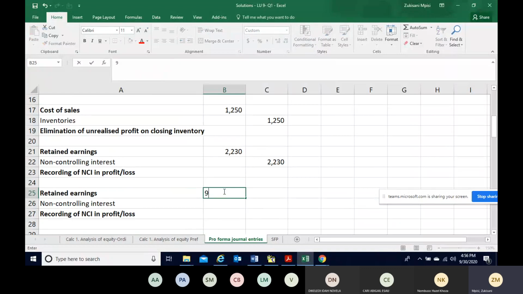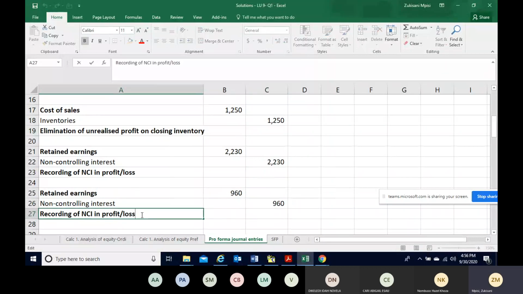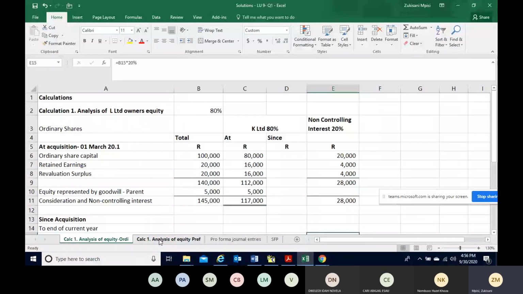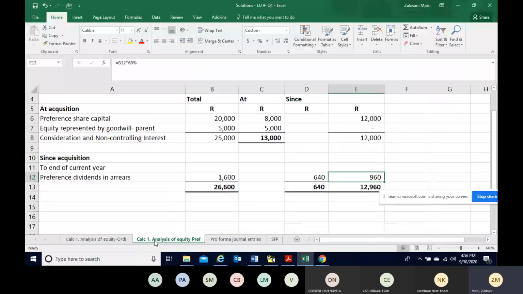And then we'll have 960. So this is profit, because this profit was reduced by the preference shares that are cumulative. So there you've got your 960. So these are the journal entries coming out of the analysis of equity.